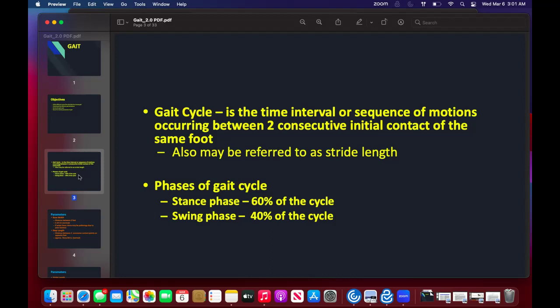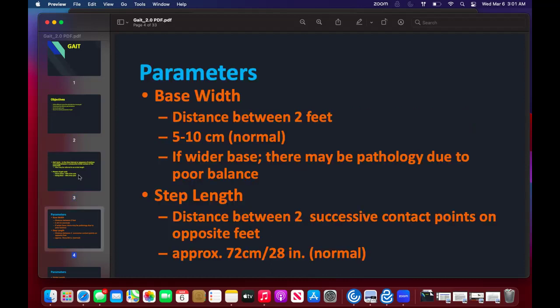And so with the gait cycle, just knowing that 60% is stance, which we saw from initial contact, or heel contact, all the way to when the individual was in pre-swing. All of that was considered stance phase. And then you have 40% of the cycle, which is in swing.